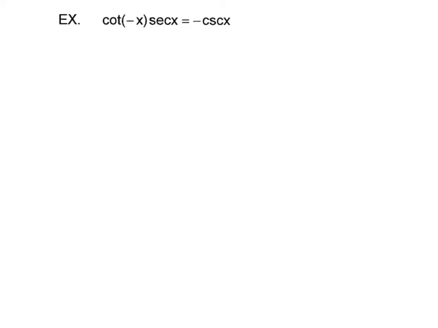So the next one is cotangent of negative x times secant x equals negative cosecant x. We can find cotangent of negative x in the odd-even identities. Cotangent of negative x equals negative cotangent x. And then I'll just recopy everything else. Okay, nothing else in front of me is in the identities boxes, so we'll change everything to sines and cosines.